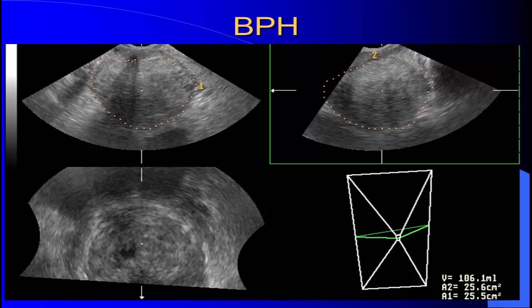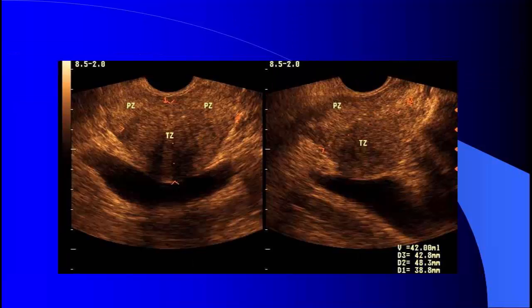Here is a case of BPH, and we can see that we are estimating the volume of adenoma using three-dimensional transrectal ultrasound using the two-plane contour method. Here is a case of BPH, and we are estimating the volume of adenoma using the three-distance method with two-dimensional transrectal ultrasound.